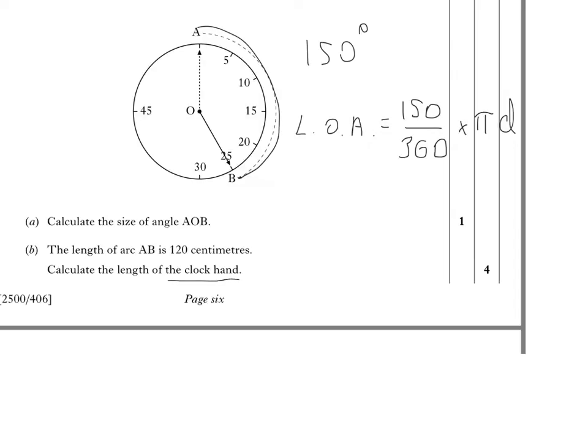Now the question is looking for the length of the clock hand. The length of the clock hand is given by the radius. If we can calculate the diameter, we should be able to halve that and find the radius. So it's a bit of working backwards for this question. So the length of the arc we know is equal to 120. So 150 over 360 times pi times d is equal to 120 centimetres.